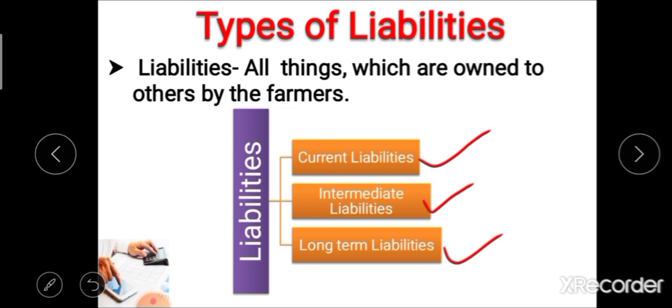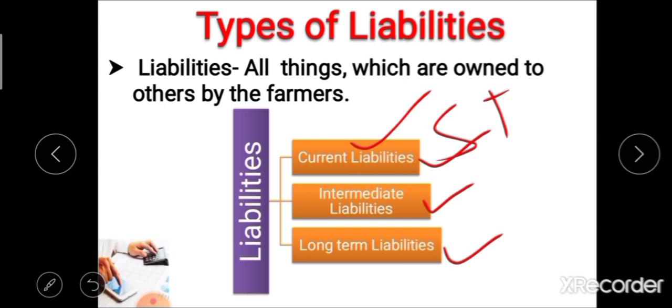First of all, we see the current liability. Current liabilities can be repaid within a period of 1 year or 1.5 years. For example, short term loans are included in current liability. All the short term loans or crop loans are included under current liability.